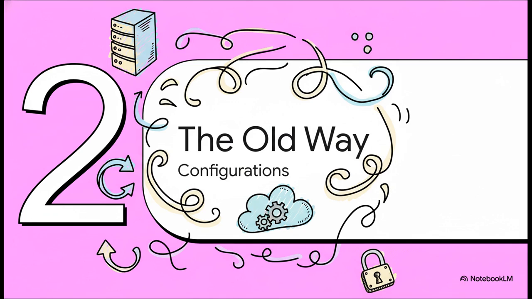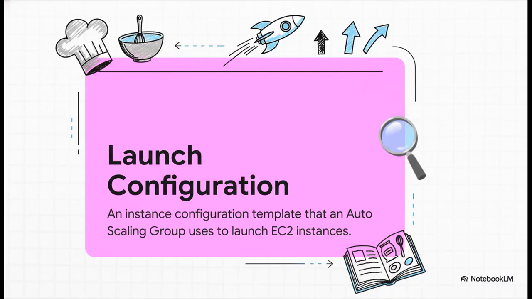First up, let's talk about the old way of doing things. This is the original solution, the OG, if you will. It's been around for a long time, and you'll definitely still bump into it in older AWS setups. I'm talking, of course, about the launch configuration. A launch configuration is pretty much what it sounds like, right? It's a template, a set of instructions that an auto-scaling group uses to launch brand new EC2 instances. You can think of it like a recipe for a server.